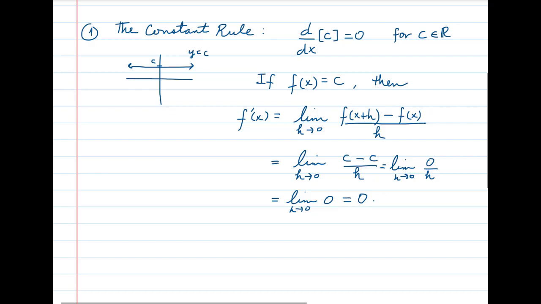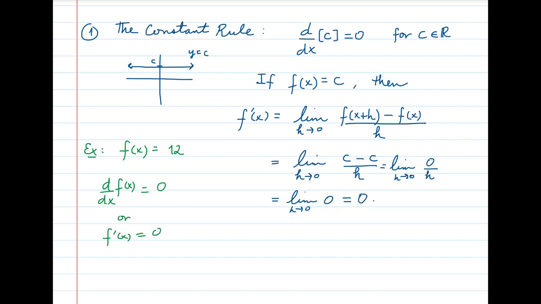And again, this c was arbitrary, so it will work with any constant, right? If we want to do a quick example here, say f of x is equal to 12. Then the derivative, and this is Leibniz notation, would be 0. You can also say with Newton's notation, f prime of x is also equal to 0.